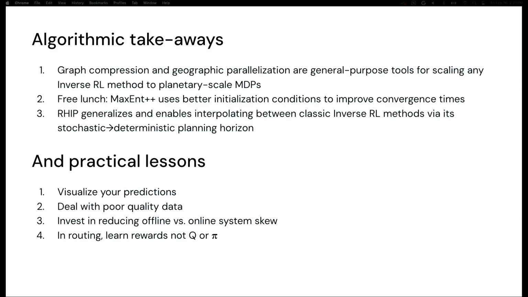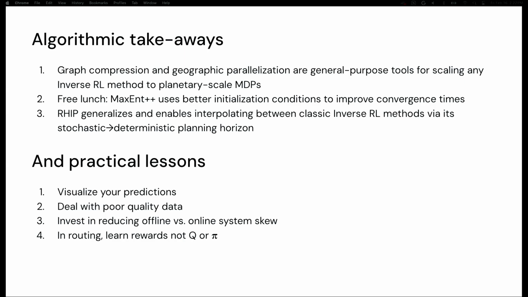So to summarize the key takeaways here: we can use really smart geographic parallelization, sharding, and graph compression to scale any inverse RL method to planetary size MDPs. We introduced a couple of new methods, including maxent++, which provides some strict improvements over the original maxent by viewing the problem as power iteration. And third, RHIP generalizes and enables interpolating between many of these classic inverse RL methods, and actually outperforms all of them in practice on this very large-scale benchmark study that we did.